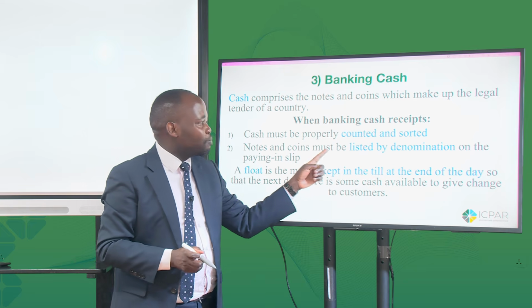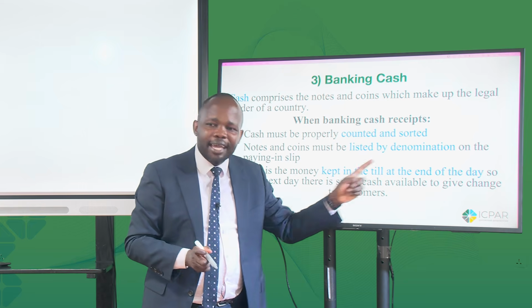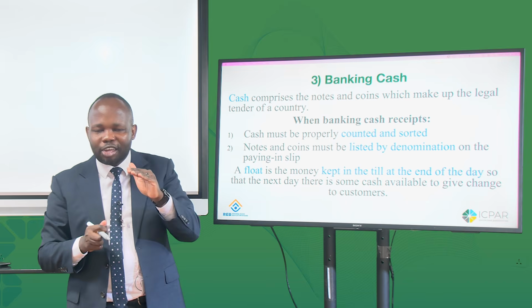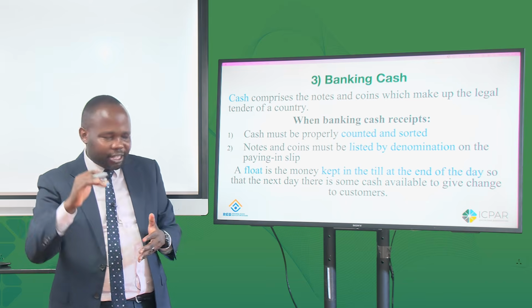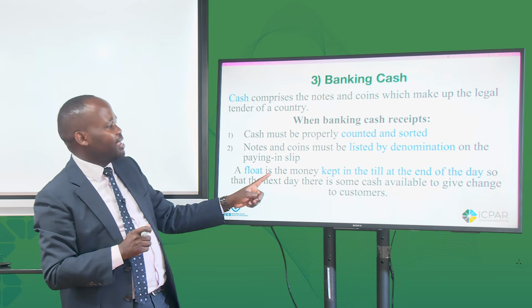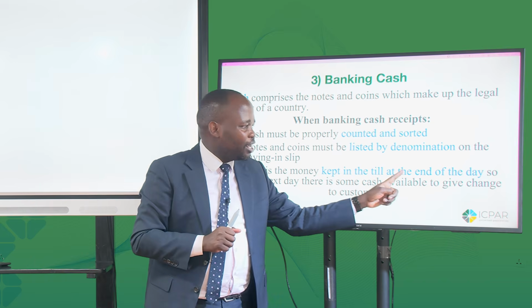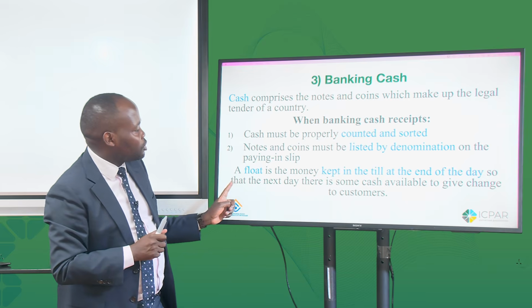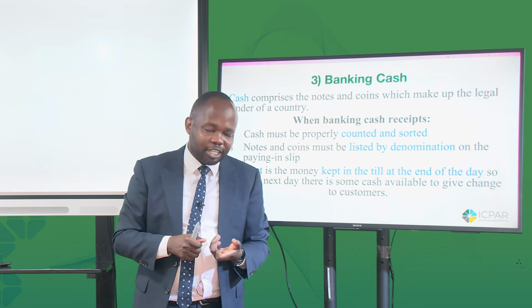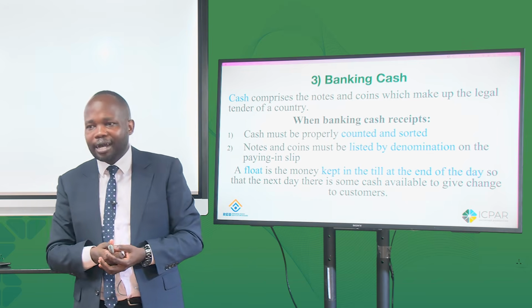Notes and coins must be listed by denomination: 5,000, 2,000, 1,000, in that order. Now, a float is the money kept in the till at the end of the day so that the next day there is some cash available to give out to customers.